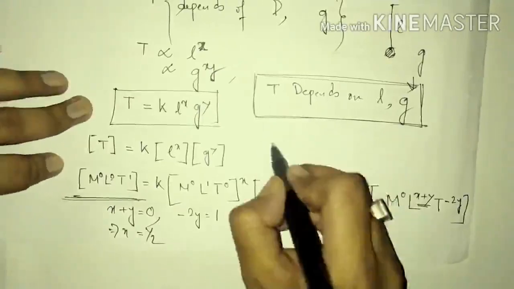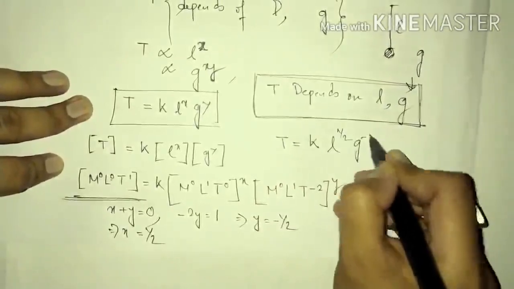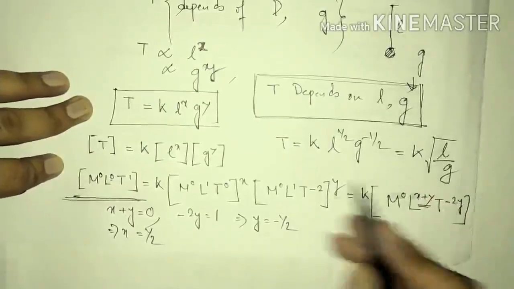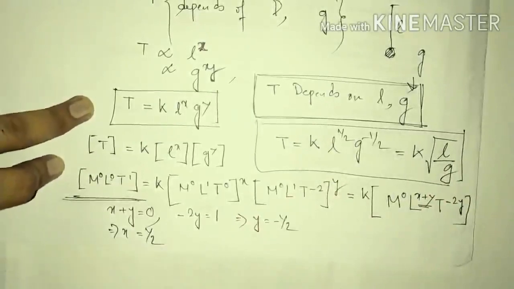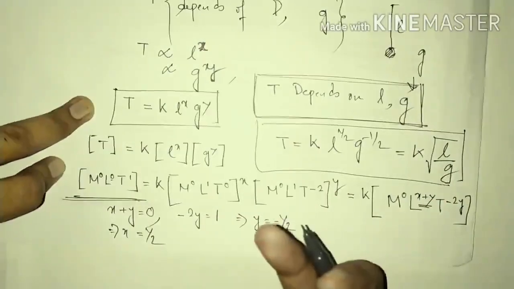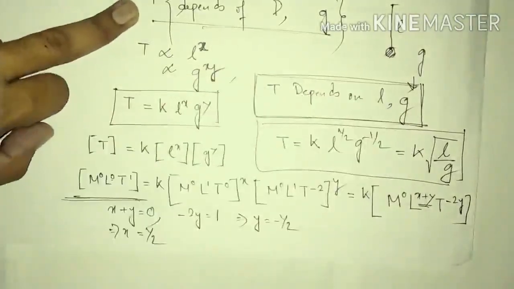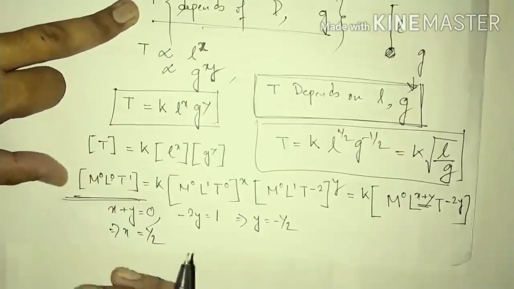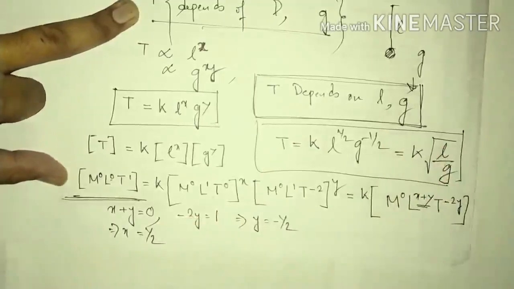So I can write T is equal to the proportionality constant times L to the power half, g to the power minus half. That means it is k root L by g. So this is the equation. You see how nicely the dimensional formula helps us to find even the relationship between various physical quantities. I have given you the information only that T depends on L and g. Nothing has been said to you more than this. But with the help of dimensional analysis, so nicely we can find the expression of time period connecting L and g. So this is one more advantage of dimensional analysis.